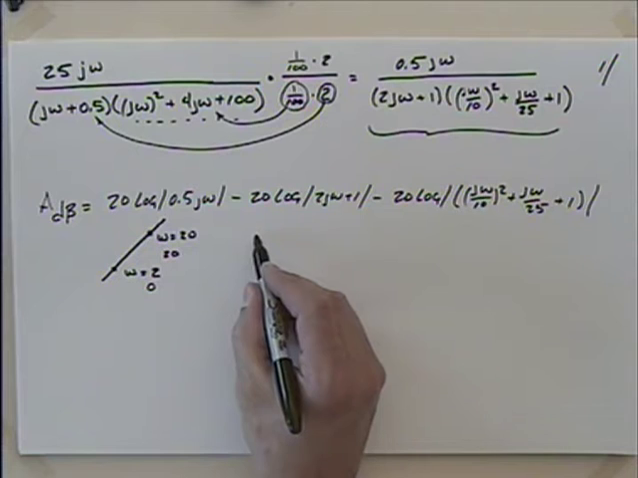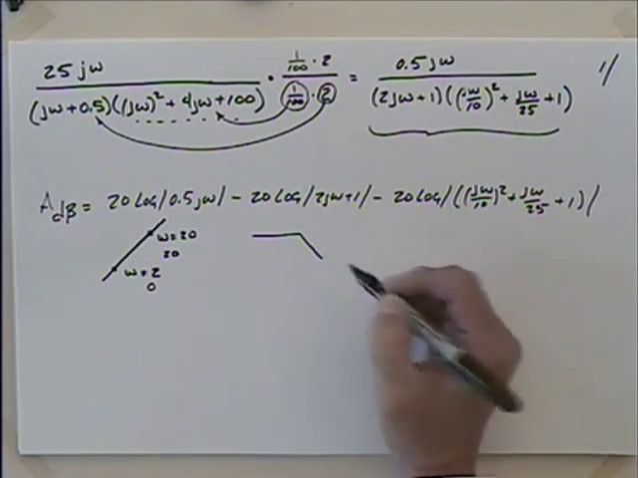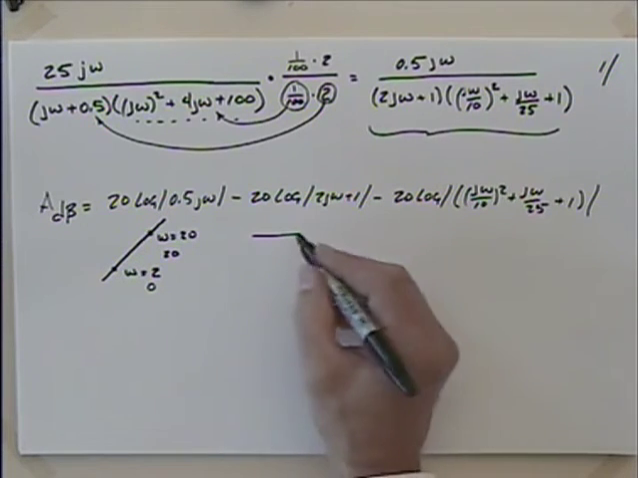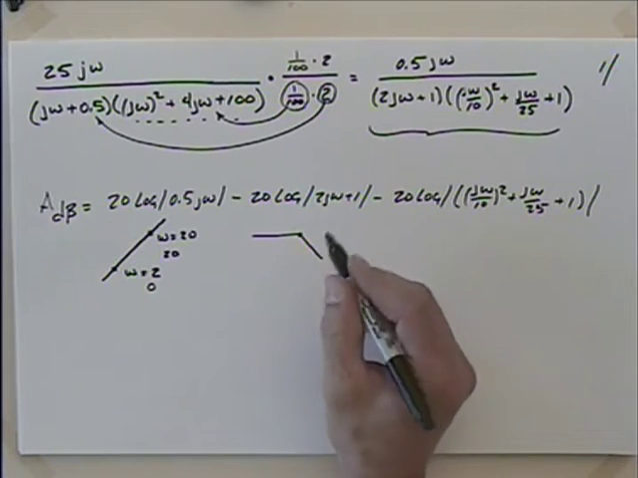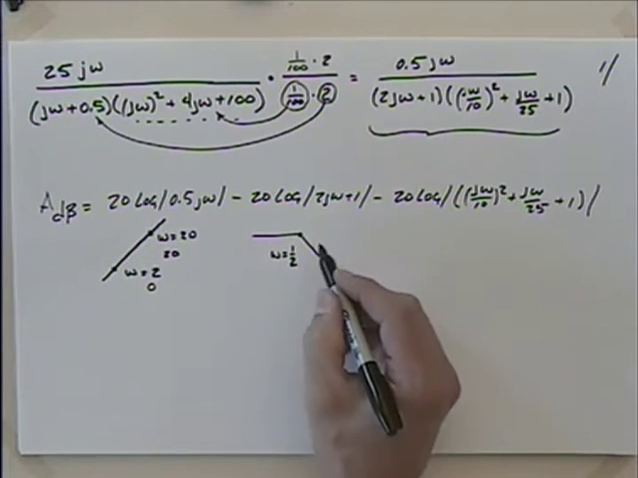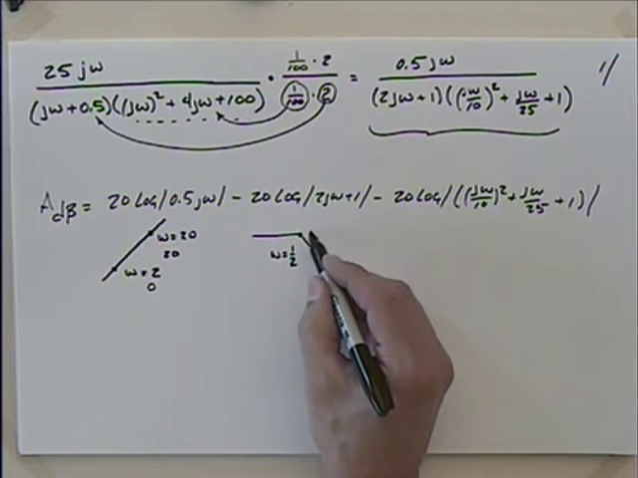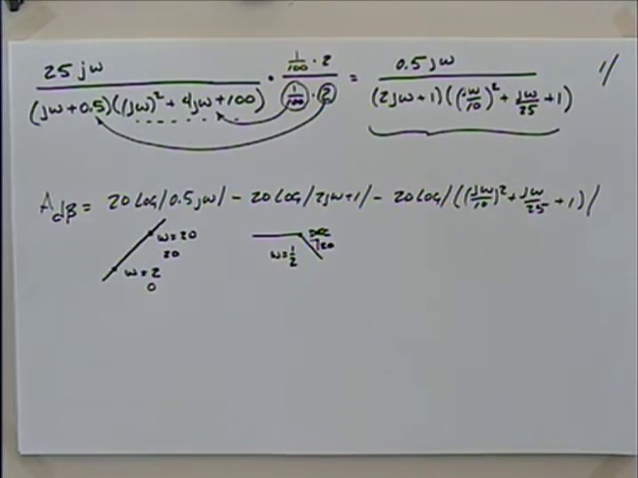Then this one's going to do what? It's going to turn down. Where's the corner going to be on that one? Yeah, it looks like a half, doesn't it? Omega is equal to a half. It's going to turn down, and it'll drop at 20 decibels per decade.